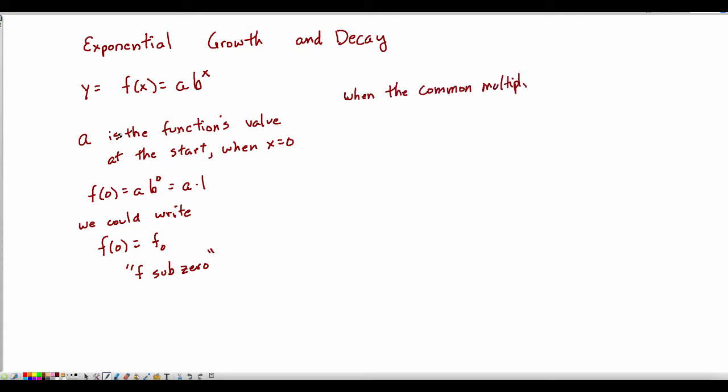Now, the common multiplier is your b value, and that's an important value. That's the common multiplier. When it's more than 1, you have growth.